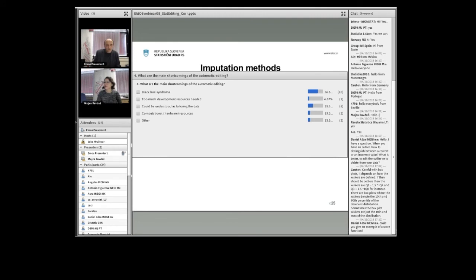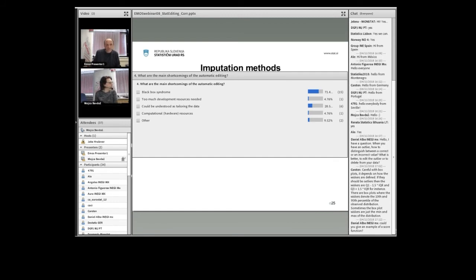I think the answer is quite expected. The most problematic aspect is that this automatic approach represents a black box syndrome. Most of the people that are not familiar with this procedural approach don't know what is going on in this black box, in this program, and that's why it's sometimes so difficult to introduce this to the subject matter statistician.